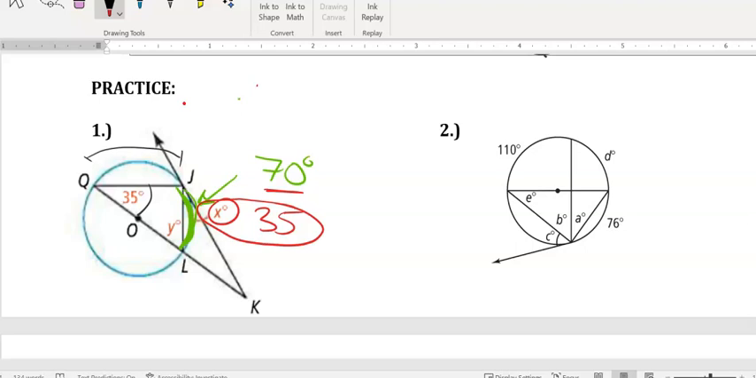Now, I don't remember how I got y. Does anybody have any ideas? How do we get y? The only way I can think of getting y would be if we knew this arc, and if we know that arc, then we half it. And that gives you the angle.